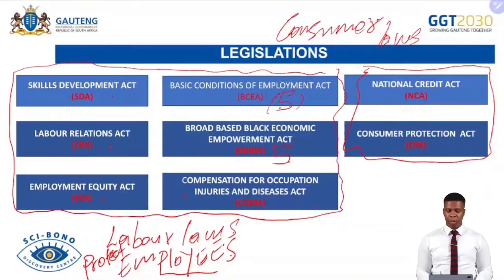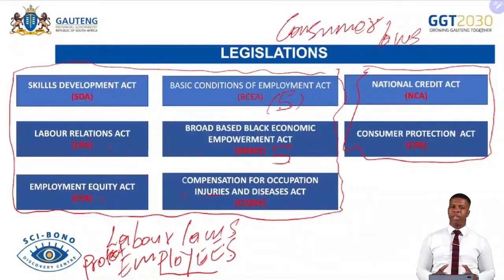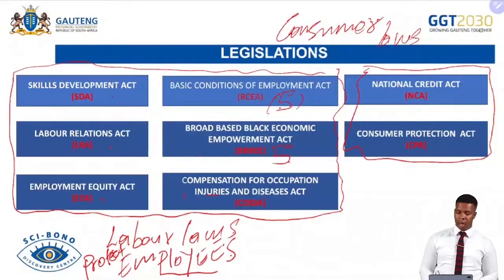Then when you're looking into compensation for occupational injuries and disease, immediately we talk about injuries, immediately we talk about an employee passing away while they're performing their duties or contracting a particular disease. You should know that we are talking about this act, which is COIDA, Compensation for Occupational Injuries and Diseases Act.